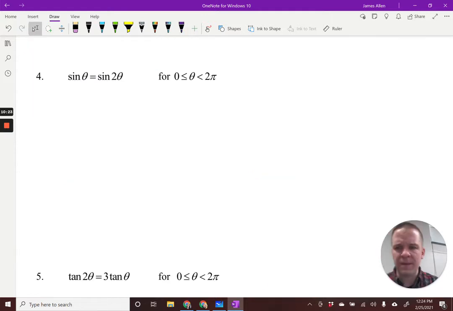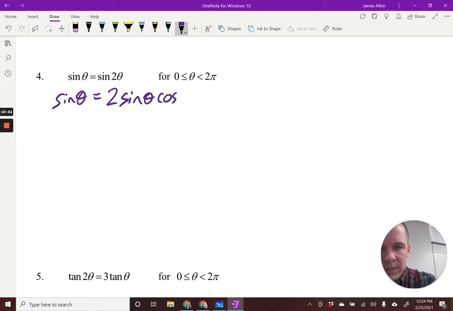Moving on. So this next one here, we have sine of theta equals sine of 2 theta. That's a little weird to deal with, but hold up, I got an idea. This sine of 2 theta, isn't that 2 sine of theta cosine of theta? And although I've now made this into 2 different functions, take a look.